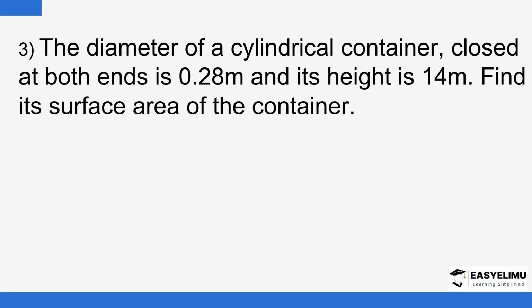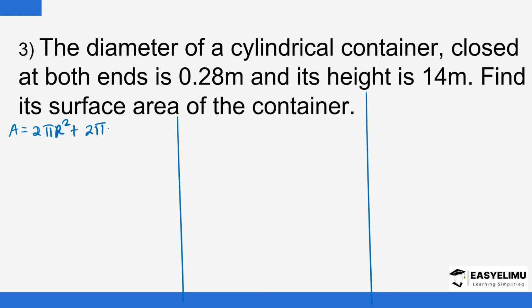The diameter of a cylindrical container closed at both ends is 0.28 meters and its height is 14 meters. Find its surface area. So this one is closed at both ends. So I'll use again 2 pi r squared, twice the cross-sectional area, plus the perimeter of the cross-section, 2 pi r, times length.